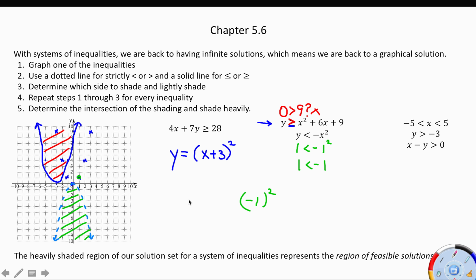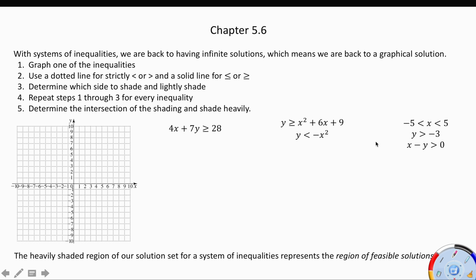And because this is a system, my answer would be where these two red and green shadings overlap, right? Those places would satisfy both inequalities at the same time. Because there is no overlap of my shading in this one, it is a no solution. My red and green shadings do not overlap. So nowhere are there any points that satisfy both of these quadratic inequalities at the same time.